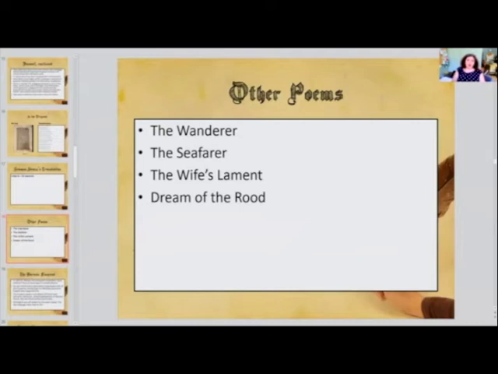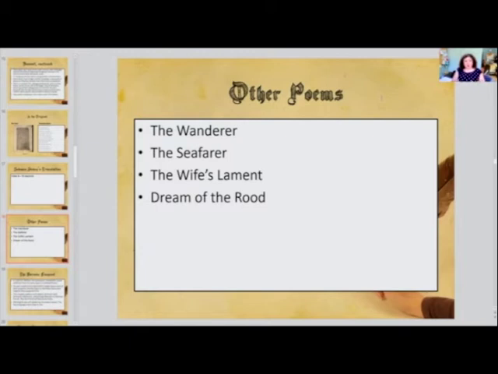So we do have some other famous Old English poems. I'm just going to talk about them very briefly. The Wanderer is a poem about somebody who does not have a mead hall. He is torn loose, his lord is dead, and he is bemoaning his state as well as lecturing a younger man about some things that he could consider. The Seafarer is similar. The Wife's Lament is interesting. She's a woman who's lost her man.